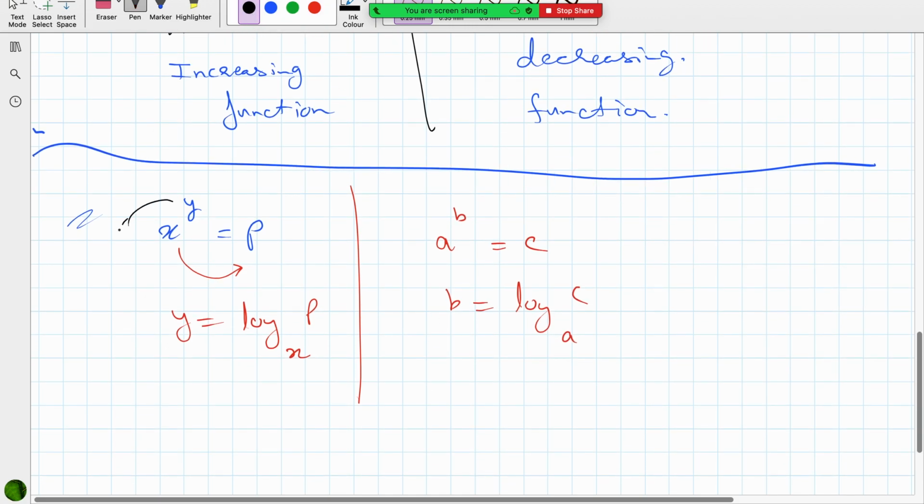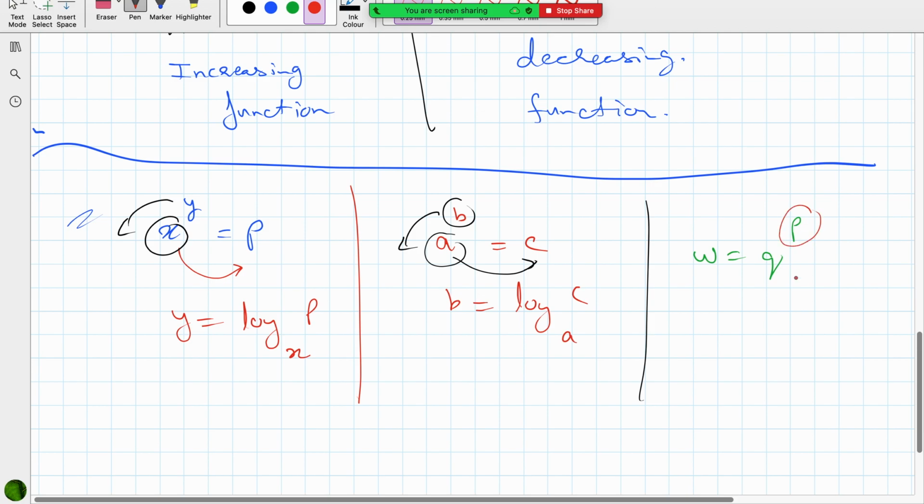Power actually comes down and this figure goes on the other side. It could be written in either way. For example, w is equal to q raised to the power p. So remember, whatever the power is, that will come down and the number in the base goes on the other side. So this is log of w to base q.